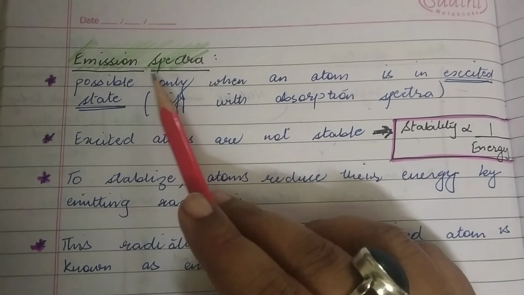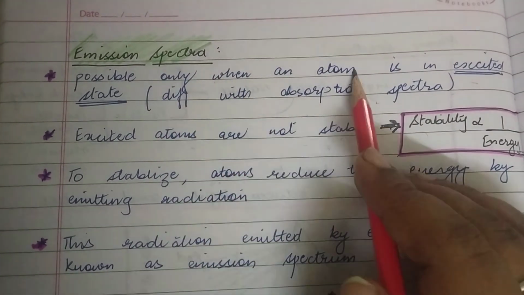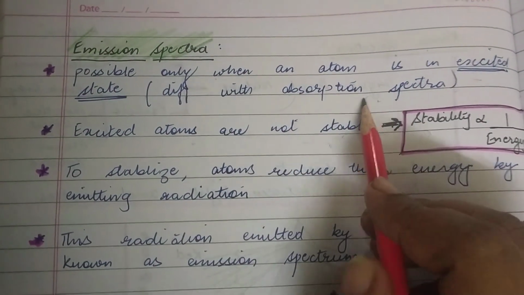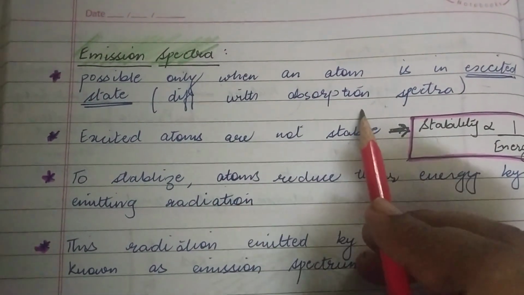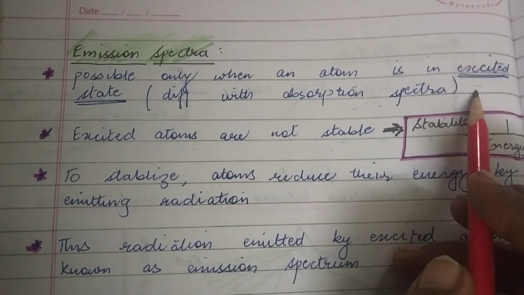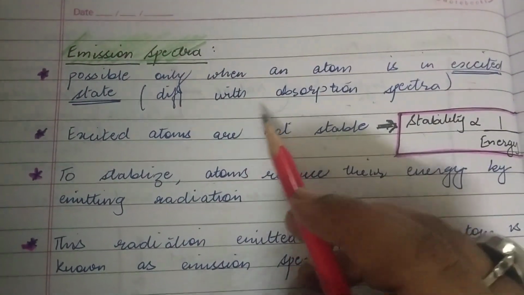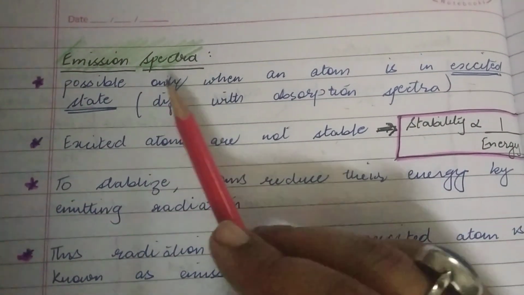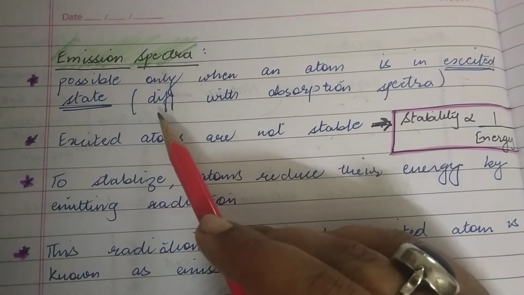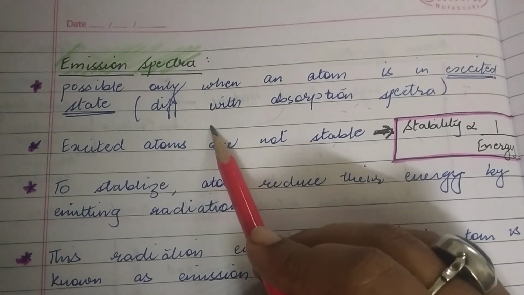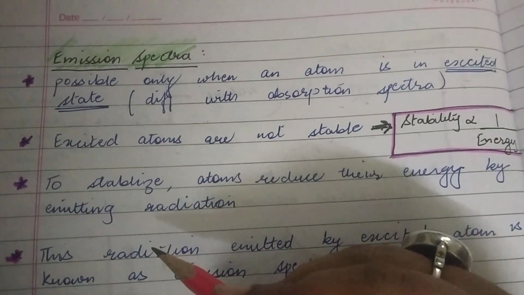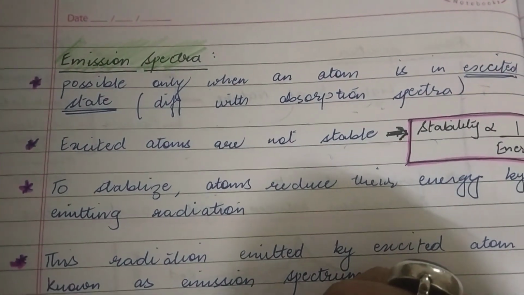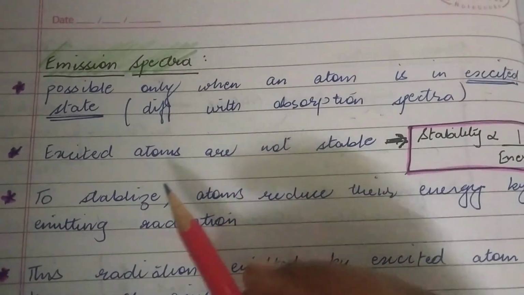Now coming to the emission spectrum. Here an emission spectrum is possible only when an atom is in the excited state. This is a major difference between absorption spectra and emission spectra. In absorption spectra, the atom was not in the excited state, it could absorb energy. We had taken the cold gas molecules. Here an emission spectrum would be possible only when an atom is in the excited state. When an atom is in the excited state, it possesses some extra energy as compared to the ground state, and that is why after absorbing that extra energy it has reached a higher energy level.